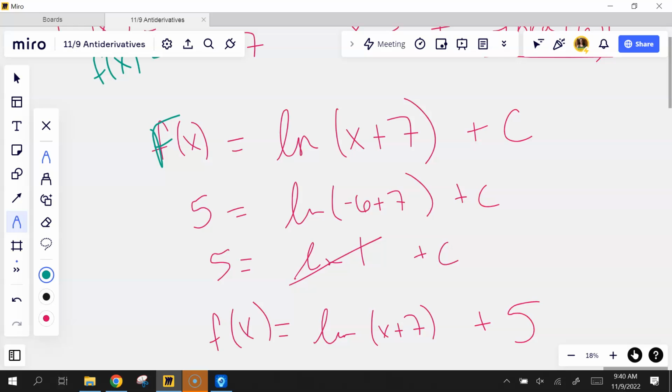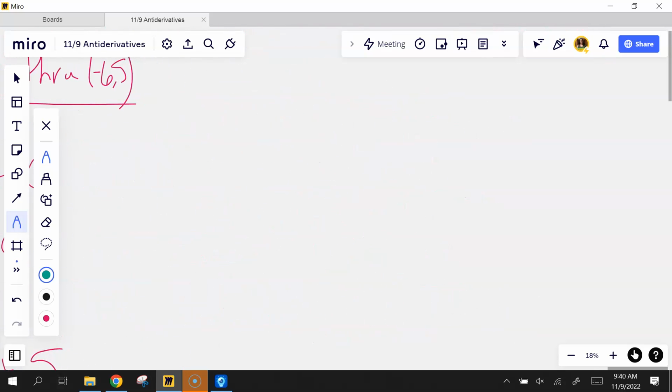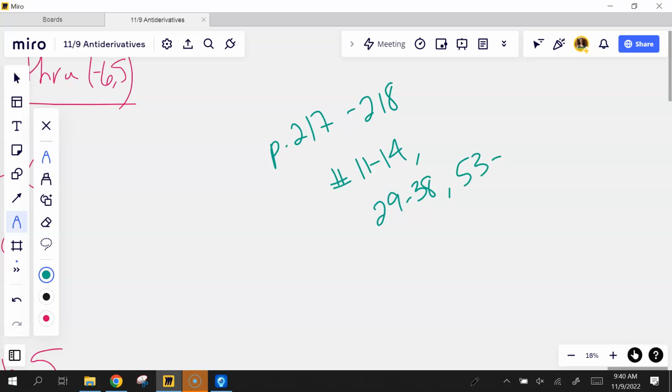All right, I'm going to stop, but I'm going to give you a little homework. It's not a lot tonight. Then I'm going to give you your test back. Pages 217 to 218. I'm going to give you a hint on 11 before you start. 29 through 38 are easy. We actually just did a couple of those. And these are multiple choice. It's just 3 of them.